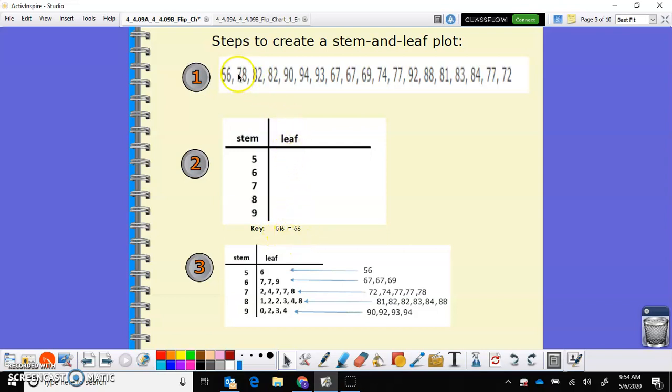Okay, so what I'm going to do is, I don't know if it won't let me pull it down. Okay, so the leaf, this is not a good way to do it. You need to rewrite them in order. So I have a stem of 5 and I have a leaf of 6.